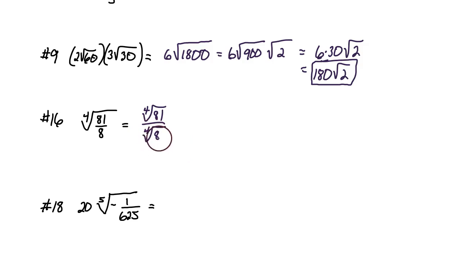The fourth root of 8 does not make an integer, but the fourth root of 16 would. So let's multiply top and bottom by the fourth root of 2. The reason I'm choosing that is so that my denominator turns out to be the fourth root of 16, which will make a nice result. In the top we have the fourth root of 162.